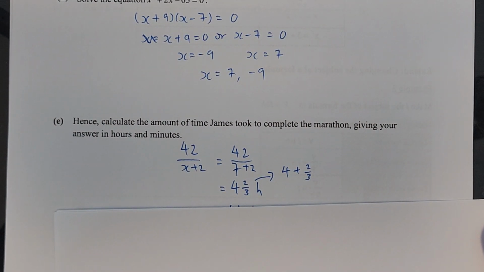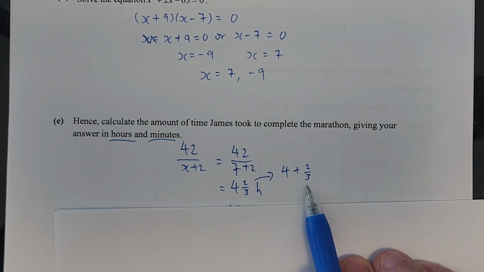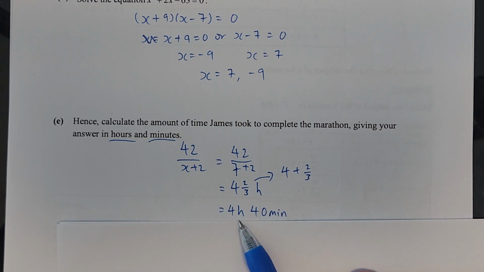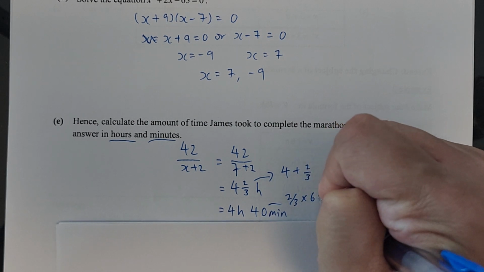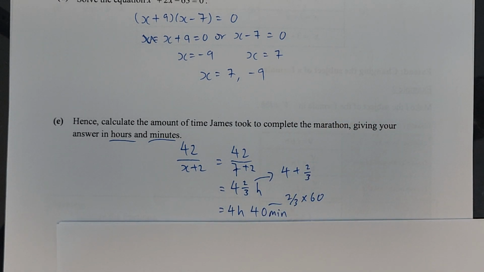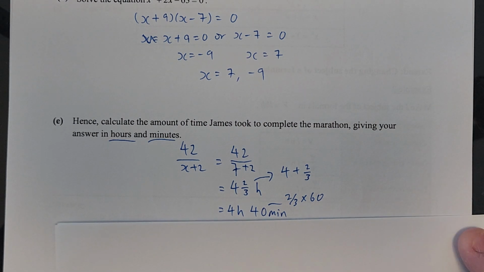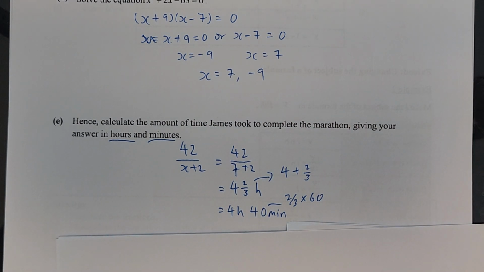I will get 4 and 2/3 hours. But I want it in hours and minutes. How to change it? 4 and 2/3 hours is basically 4 plus 2/3, so it's 4 hours. And how do I get 40 minutes? 2/3 multiplied by 60, because I change from hours to minutes. I separate the whole number and the fraction. The whole number is how many hours. The fraction is multiplied by 60 to get the number of minutes. With this, we are done with example 6. Thank you.